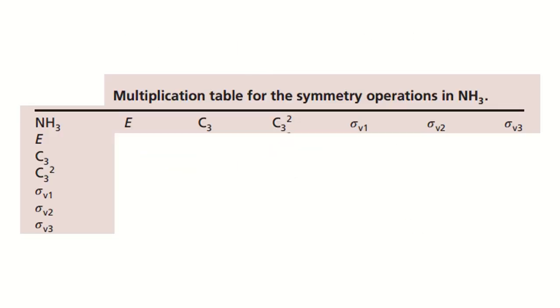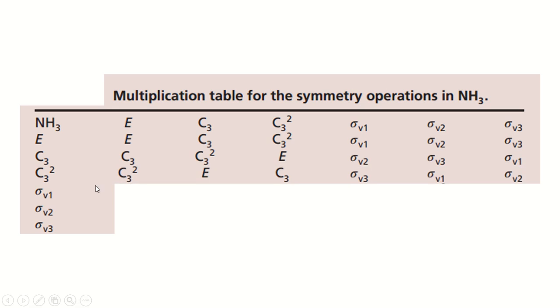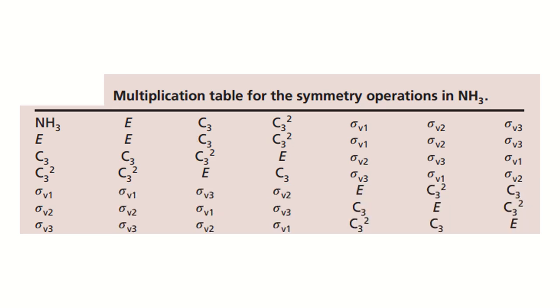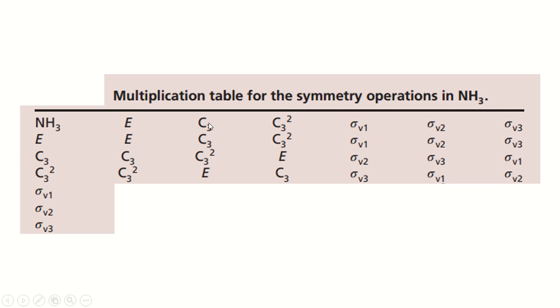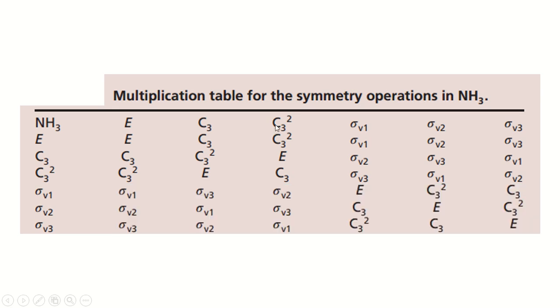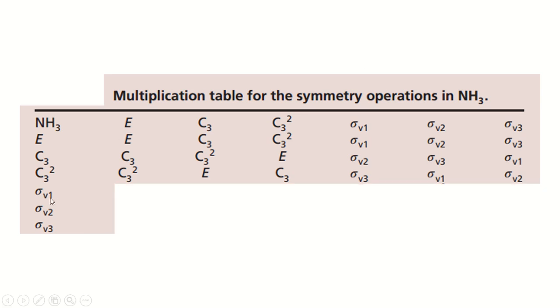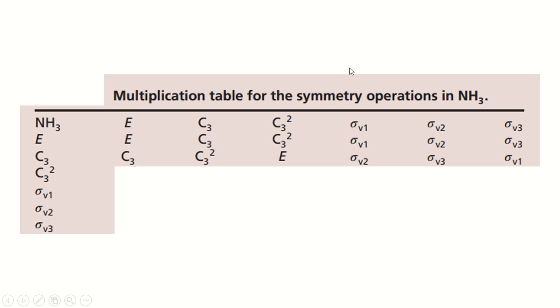So we can say that after applying sigma V1 and C3, the resultant is sigma V3. What happens if we apply sigma V1 and C3 twice? The resultant should be sigma V2. How can we get sigma V2? After applying sigma V1 and C3 twice, we will get sigma V2.